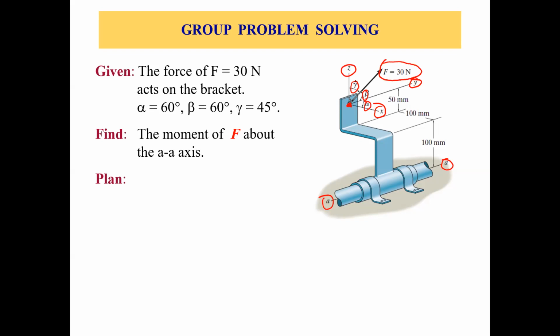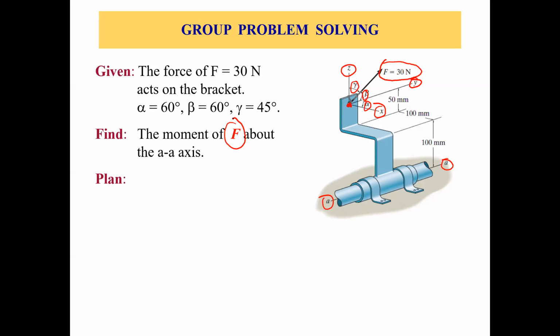So we have the force magnitude, and we have alpha, beta, and gamma, so we can find the force in Cartesian vector form. What else do we need to find? The moment of F about the AA axis.